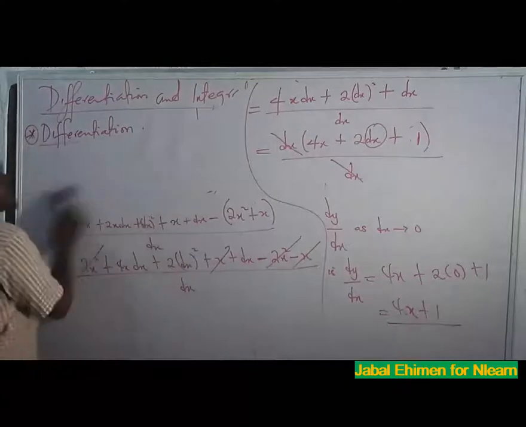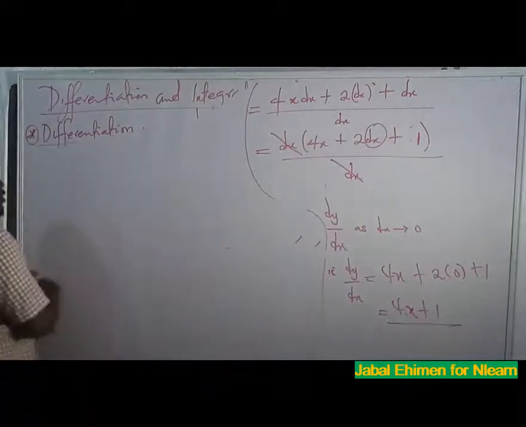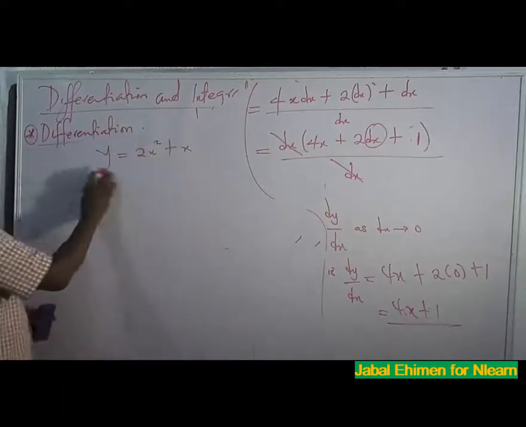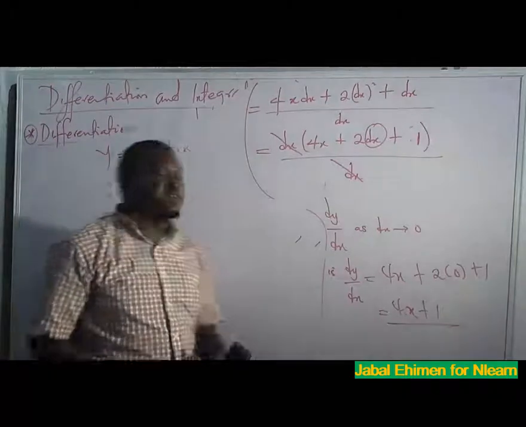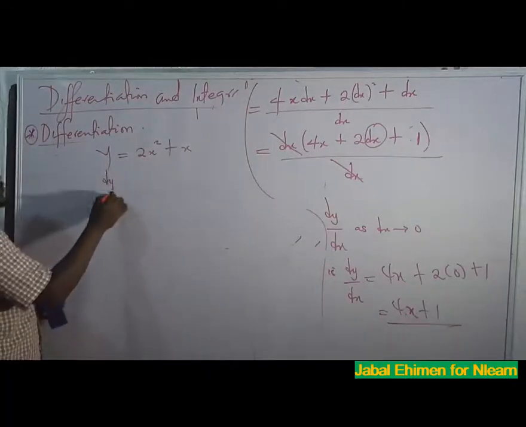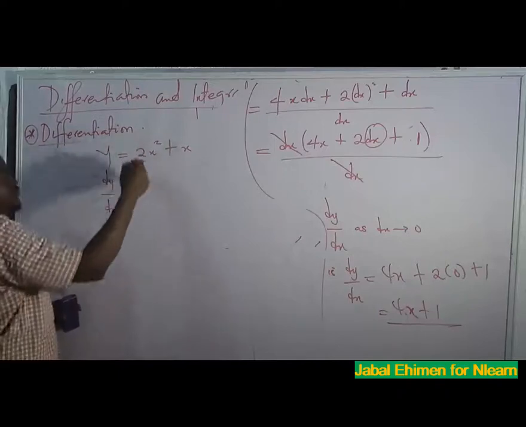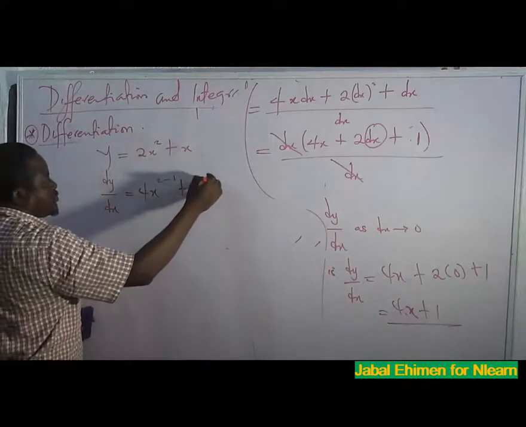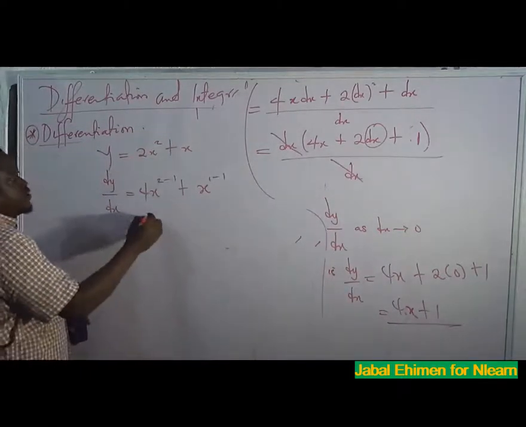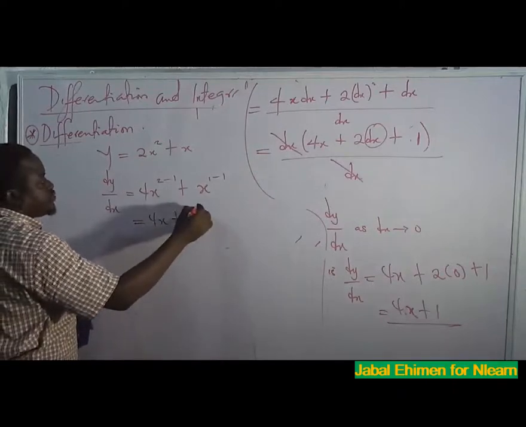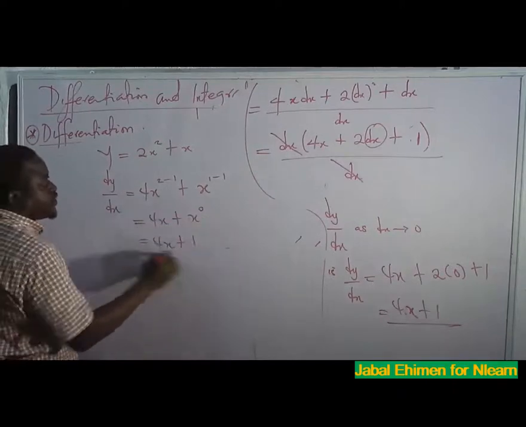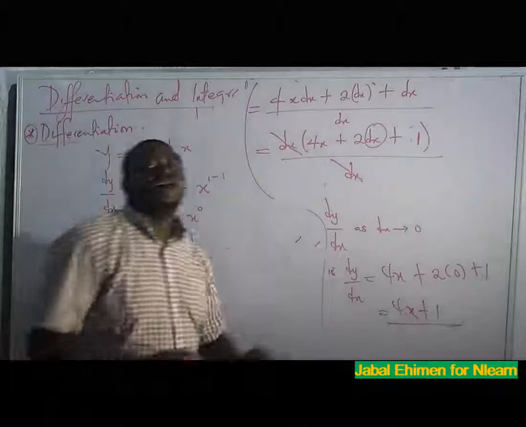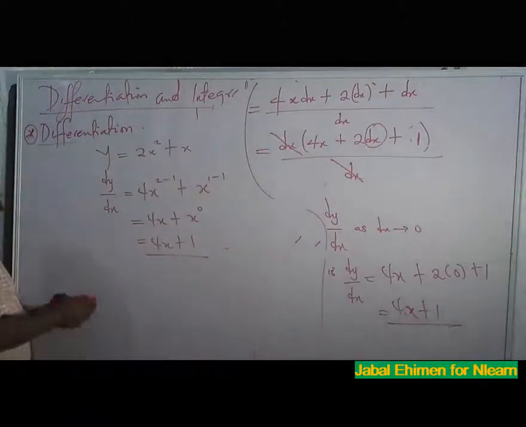But this same question, y is equal to 2x squared plus x, if you are using the differentiation method, you just have dy over dx, which gives you 2 times 2 in the front, that's 4, x to the power 2 minus 1, plus x to the power 1 minus 1. That becomes 4x plus x raised to power 0, which becomes 4x plus 1, and anything raised to power 0 is equal to 1. So you see it's shorter, but this is longer. But that's what they call the first principle, and this is called the differentiation rule.